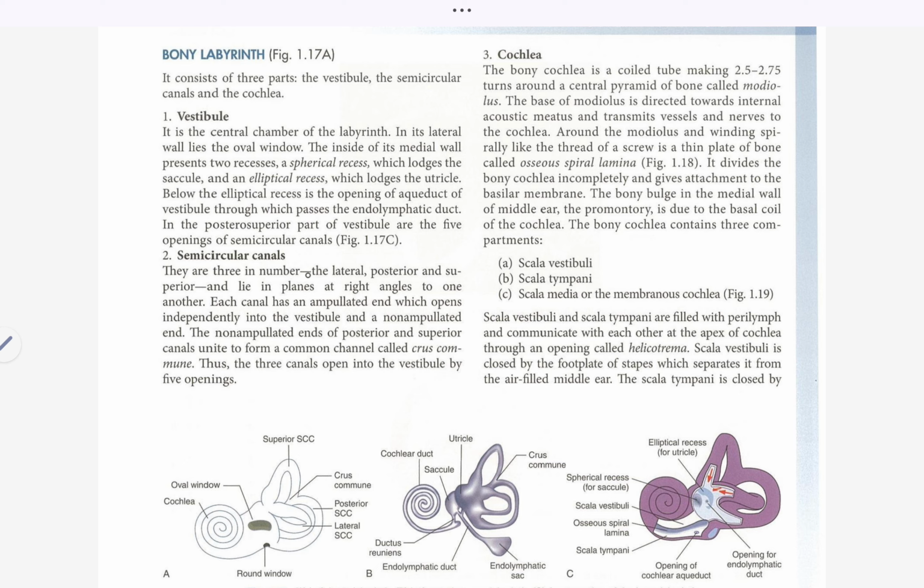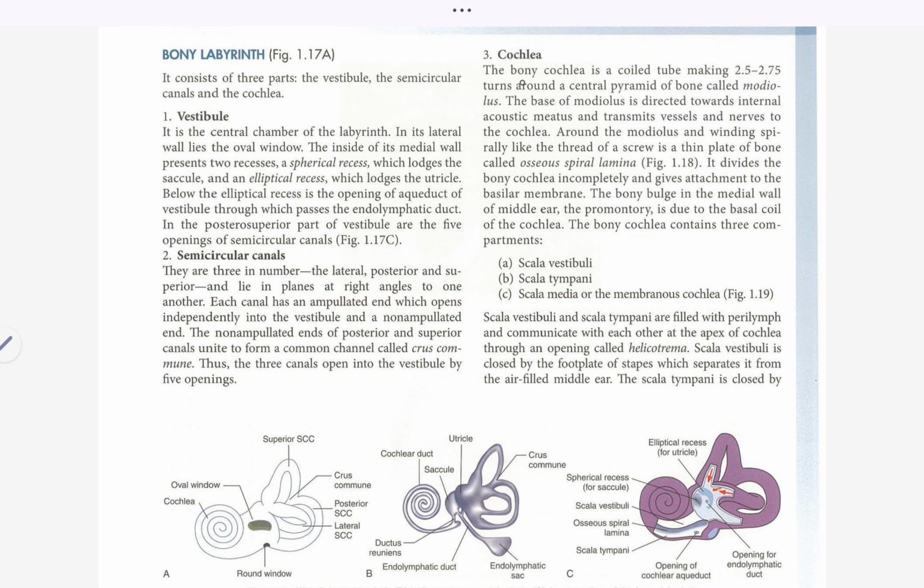2. The semicircular canals. They are three in number: the lateral, posterior, and superior, and lie in planes at right angles to one another. Each canal has an ampullated end, which opens independently into the vestibule, and a non-ampullated end. The non-ampullated ends of the posterior and superior canals unite to form a common channel called the crus commune. Thus, the three canals open into the vestibule by five openings.